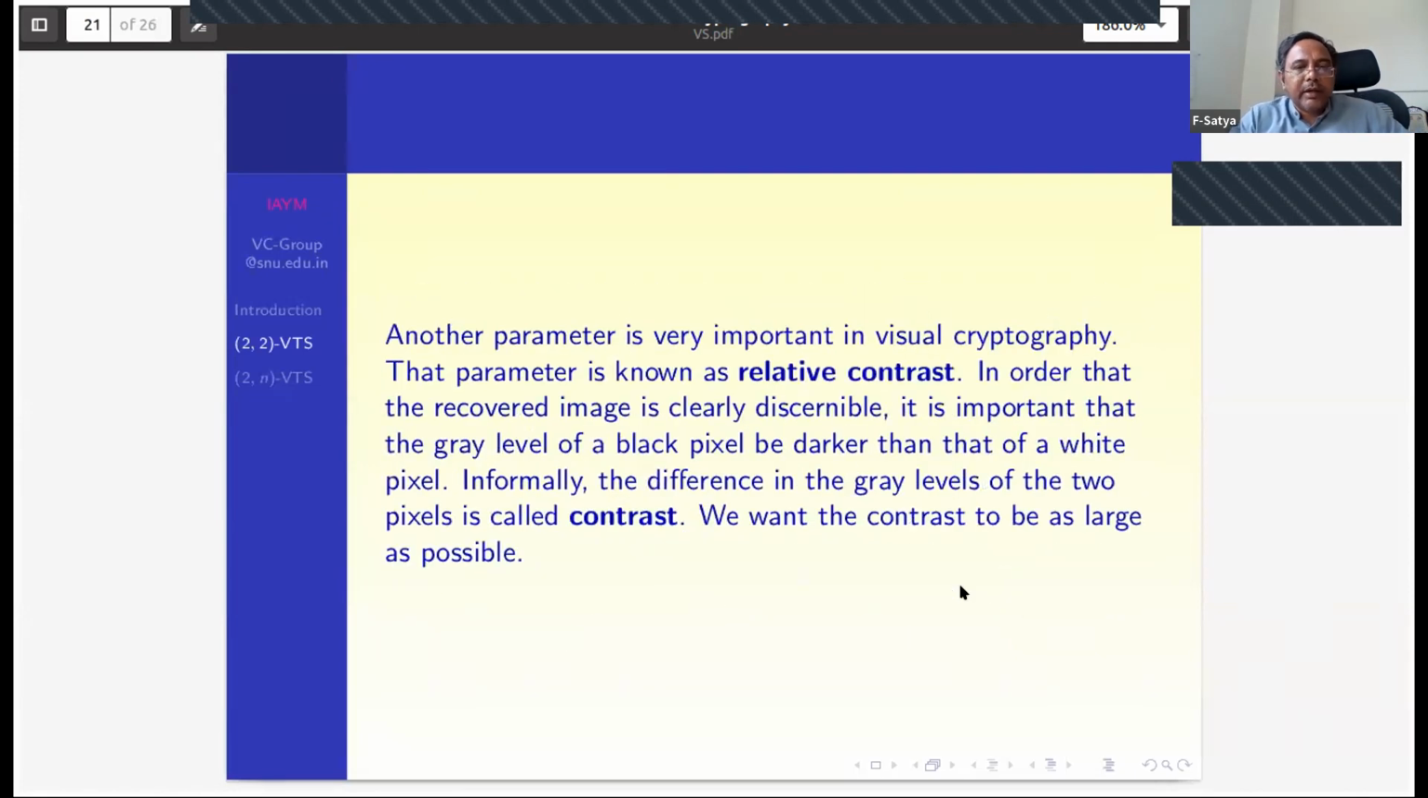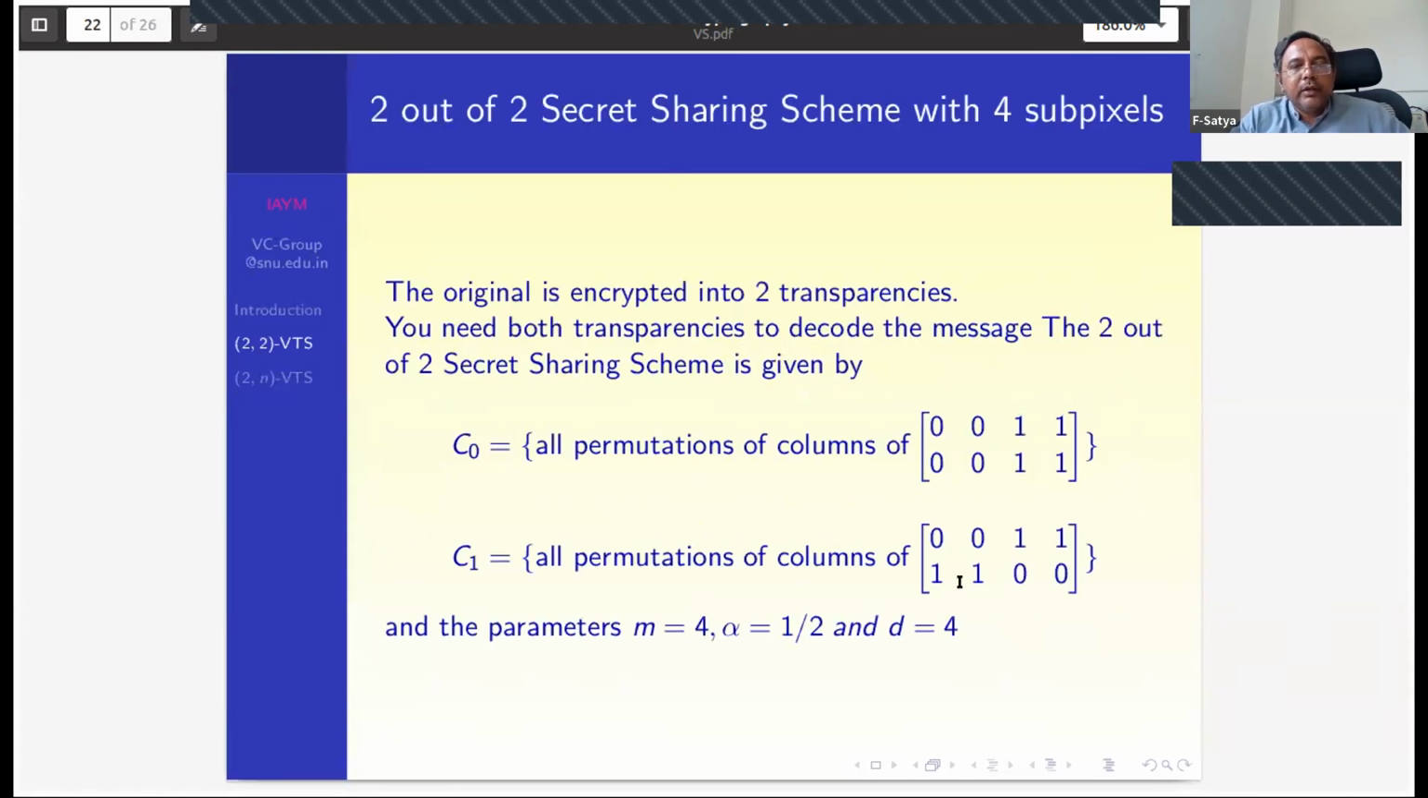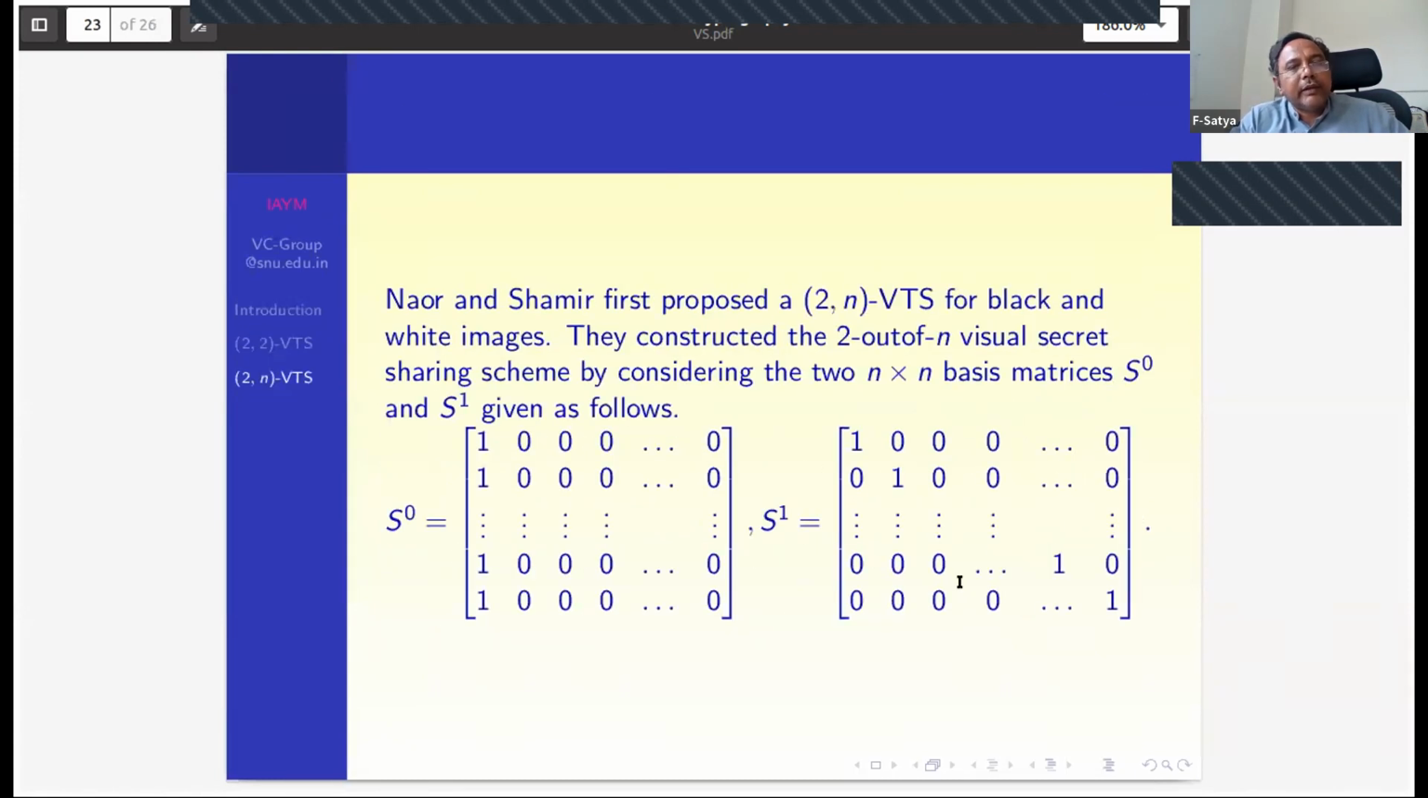There is a parameter related to contrast and all. So there is another example, and this is another one. 2 comma n. In general, how do you do it? Now we have a question. For example, n participants are there. How can I give the shares? 2 comma n visual cryptography. Can you see what is happening in this? Can you say something?